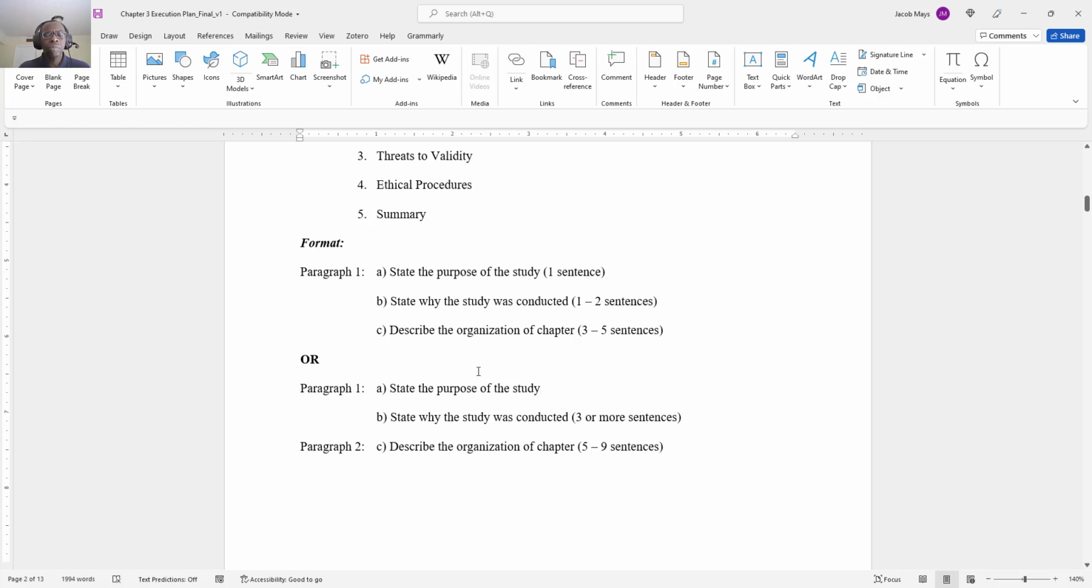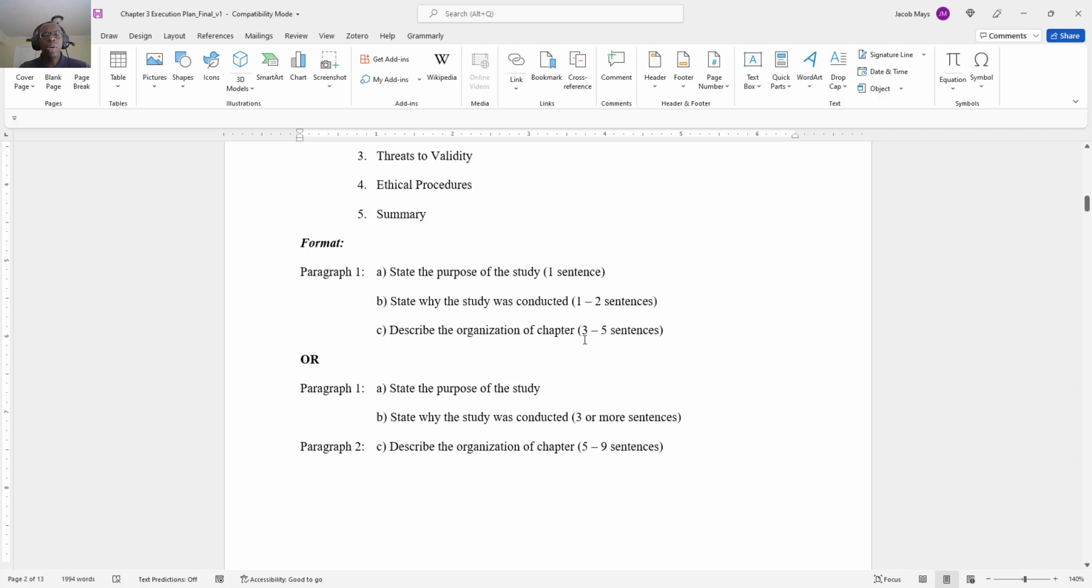Okay? Now, no hard and fast rules. If yours is longer than a page, then that's fine. But if your professor tells you to scale it back, then it's okay. It's better to have too much than too little. But this is what you should have.